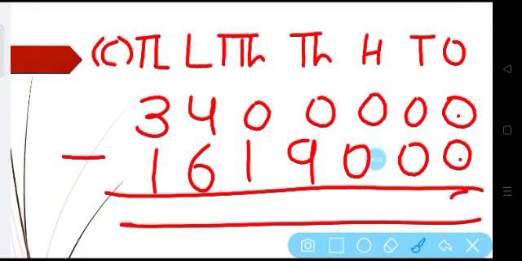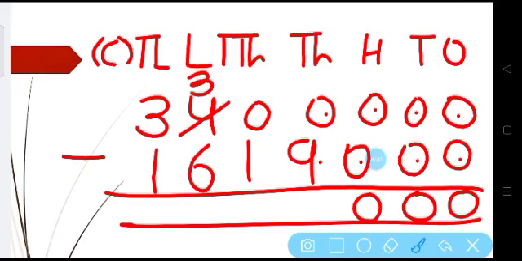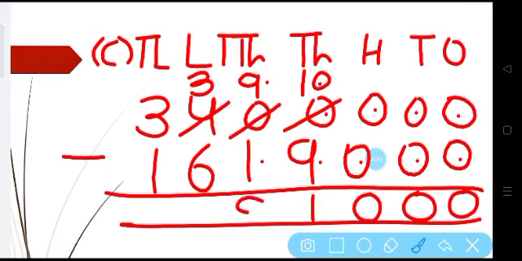0 minus 0 will be equal to 0. 0 minus 0 will be equal to 0. 0 minus 0 will be equal to 0. Now here it is 9, here it is 0. So this time we will borrow from 4. 4 will become 3. This 0 will become 9 and this 0 will become 10. 10 minus 9 will be equal to 1. 9 minus 1 will be equal to 8.